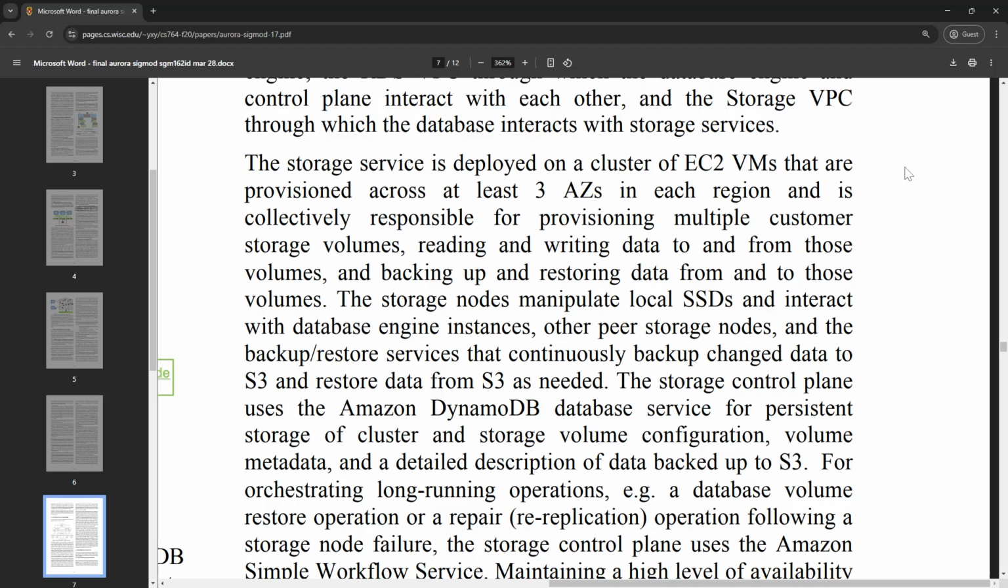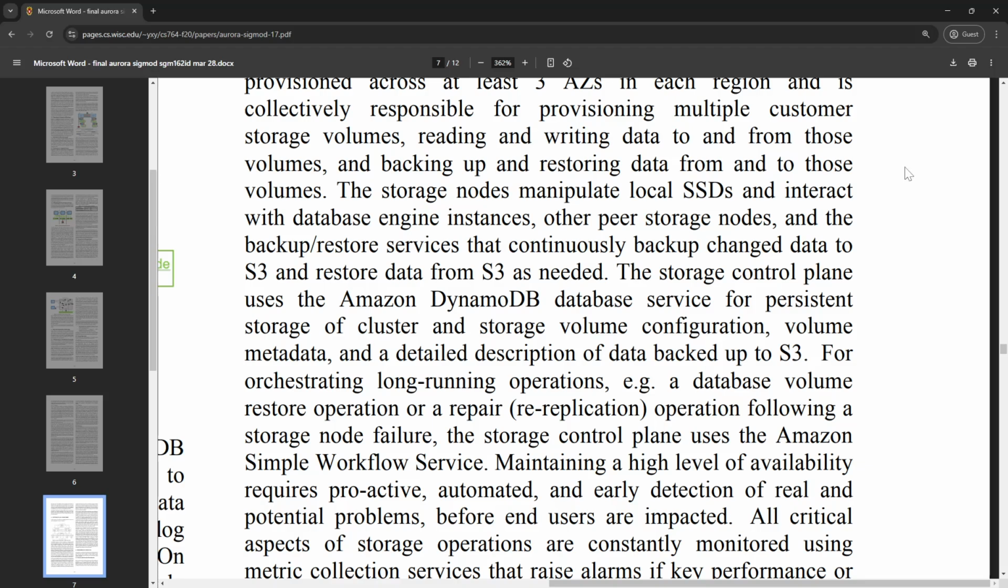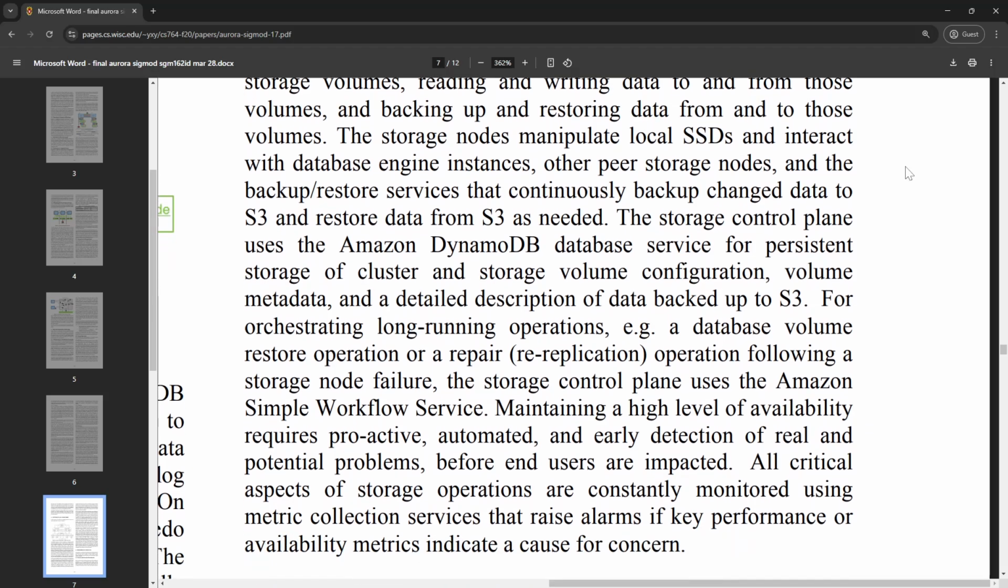The storage service is deployed on a cluster of EC2 VMs that are provisioned across at least 3 availability zones in each region, and is collectively responsible for provisioning multiple customer storage volumes, reading and writing data to and from those volumes, and backing up and restoring data to and from those volumes. The storage nodes manipulate local SSDs and interact with database engine instances, and with other peer storage nodes, and the backup and restore services that continuously back up changed data to S3 and restore data from S3 as needed.